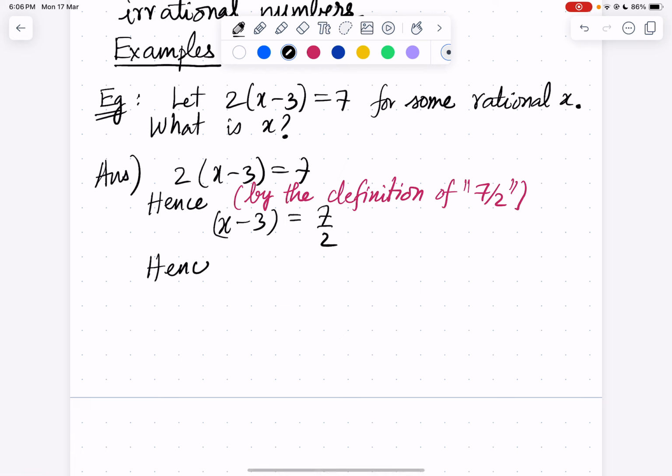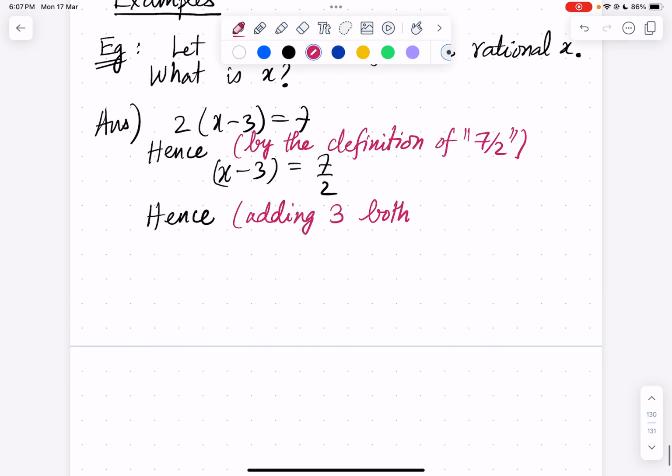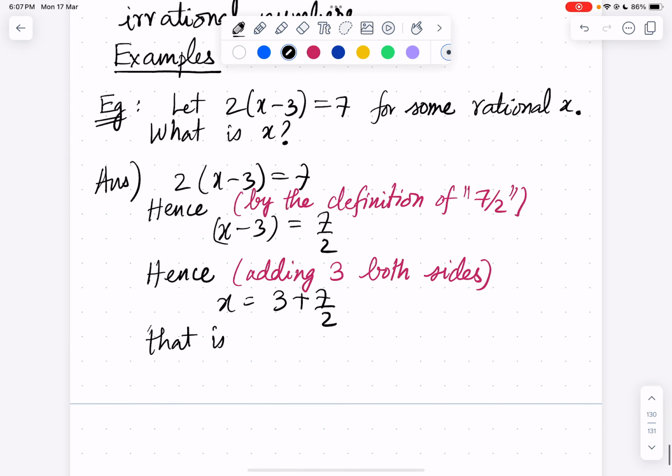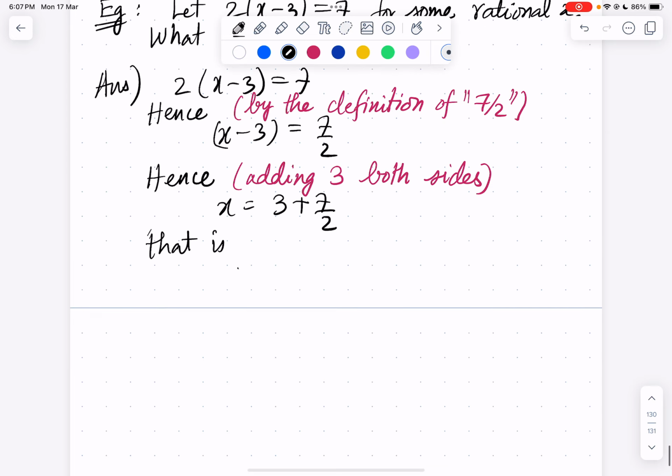Hence, adding 3 both sides, x equals 3 plus 7 by 2. That is, x equals 13 by 2. So this is one way to solve the problem.